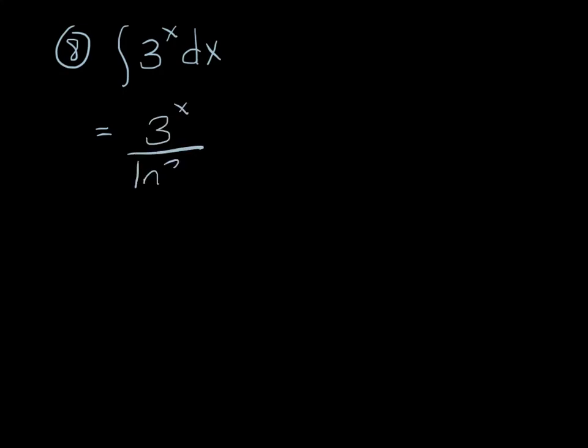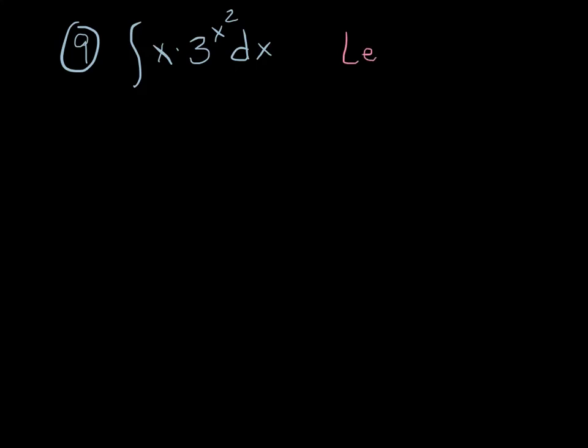Okay, number 8. We're integrating 3 to the x. No need for u sub here. This is just going to be 3 to the x over ln of 3 plus c. But 9 is a little bit different, our last one. We've got x times 3 to the x. Oh, that's 3 to the x squared.